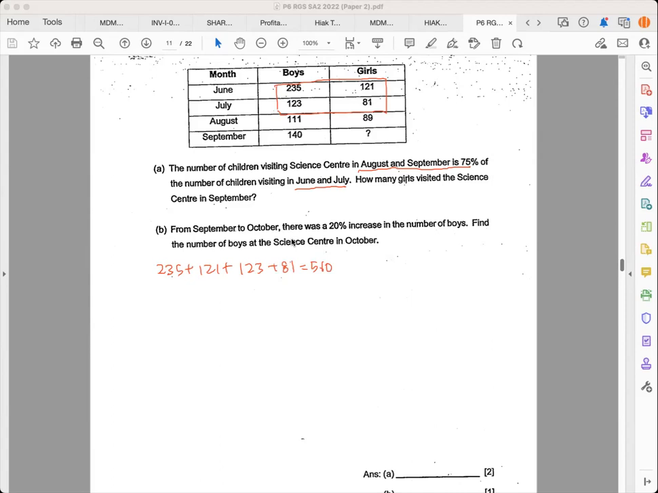The statement says August and September is 75% of June and July. So 75% means 75 over 100 multiplied by the total in June and July, 560. I will get 420. So 420 is the number of children in August and September.